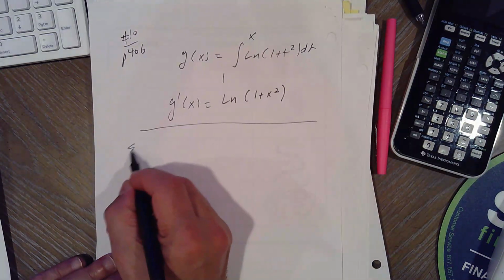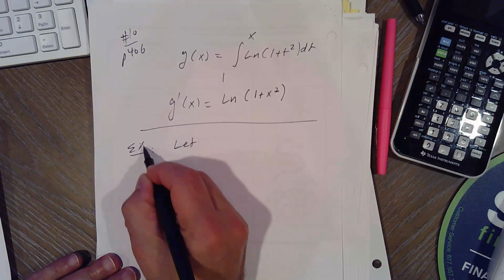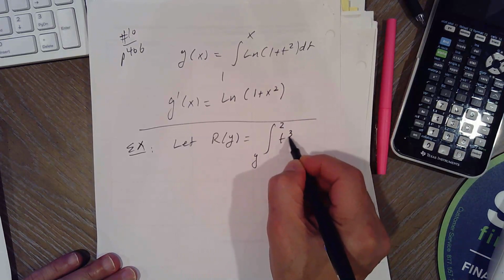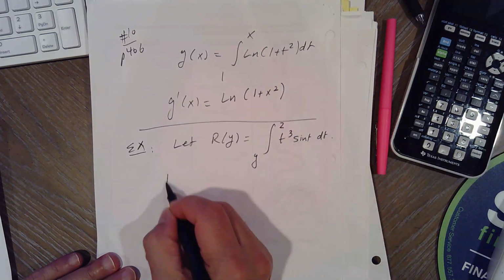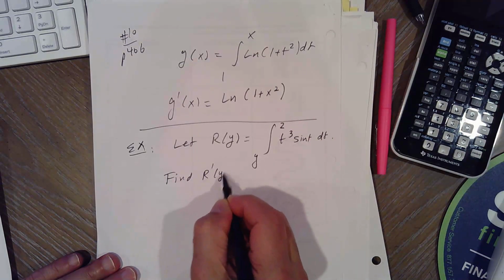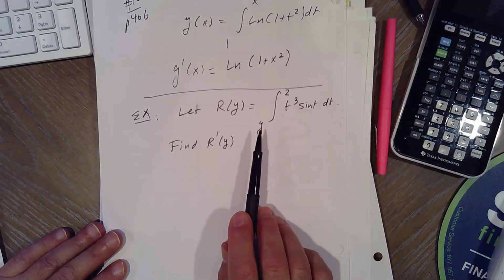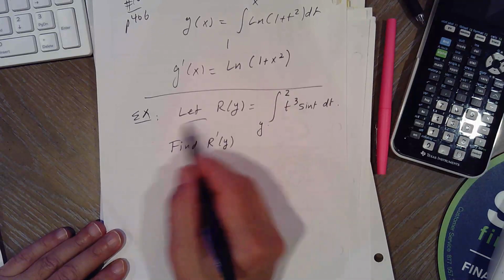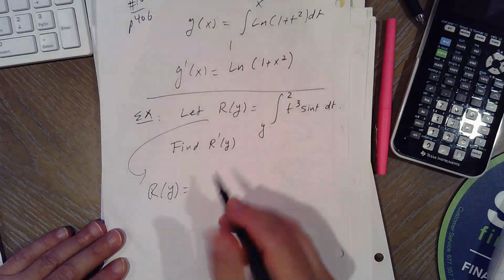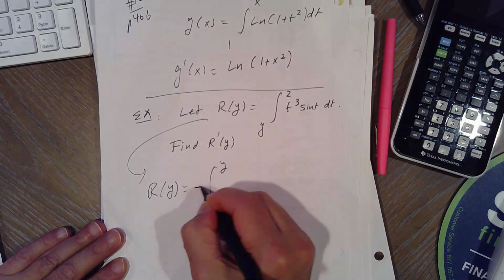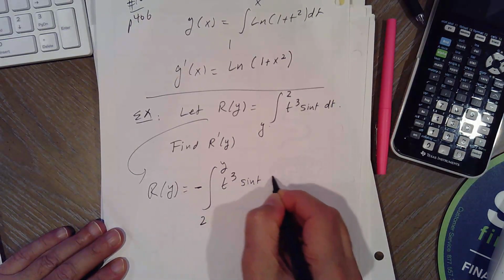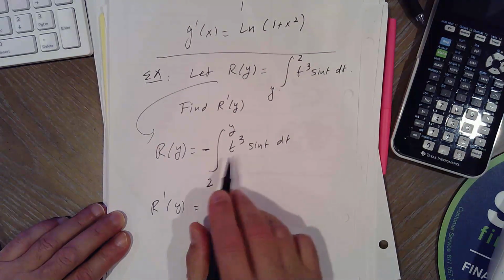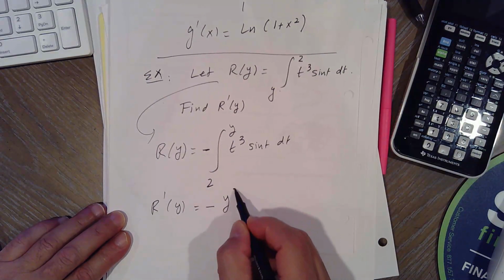Okay, here's another example. Let r of y equal the integral from y to 2 of t cubed sine t dt. Find r prime of y. Well, to be able to use the first fundamental theorem of calculus, the upper limit has to be the variable, so this has to be switched around. From the rules of integration, if we flip the limits, then it becomes the opposite. So r prime of y is going to be negative, plug the y in, y cubed sine y.